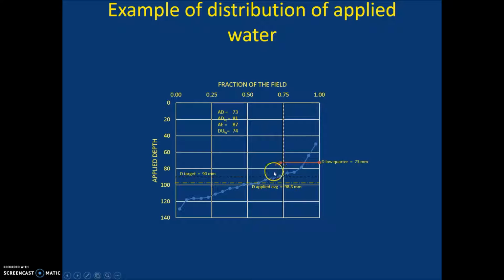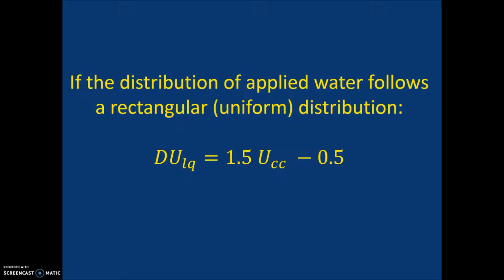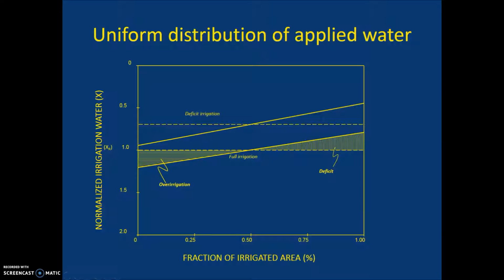We see here a lot of variability in the amount of water applied in the field, and this can happen commonly. If the distribution of applied water follows a rectangular, in other words, uniform distribution, which is the simplest distribution that we can use, then the distribution uniformity of the low quarter is equal to 1.5 times the uniformity coefficient of Christiansen minus 0.5. So both uniformity coefficients are related. Here we see examples of uniform distributions of applied water.